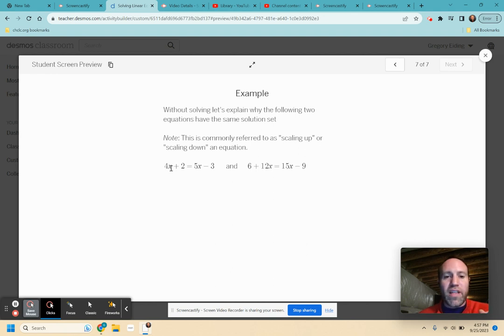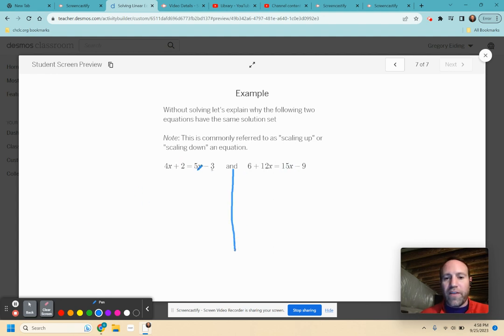Do you notice that 4x and 2 and 5x and 3 are multiples of 6, 12, 15, and 9? Specifically, if you multiply all of these ones on the left by 3, you'll get everything on the right in a slightly different order. So what we're going to do instead is show that the left side and the right side between the equal sign are the same.